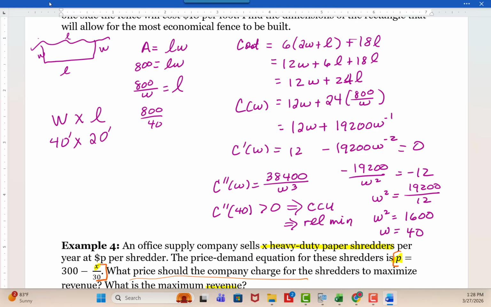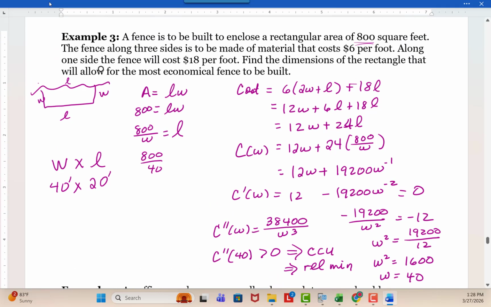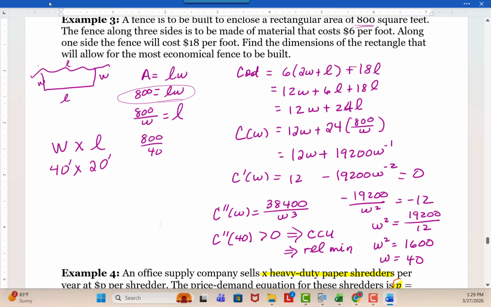Notice, it makes sense that we would use the least amount of fencing possible for the side that is $18 a foot, so that we can minimize our costs. We've already ensured that we're going to meet the constraint of the area. We said L times W has to be equal to 800, but notice that on the L side we're using less fencing than on the W side, which is going to help us to reduce our costs.